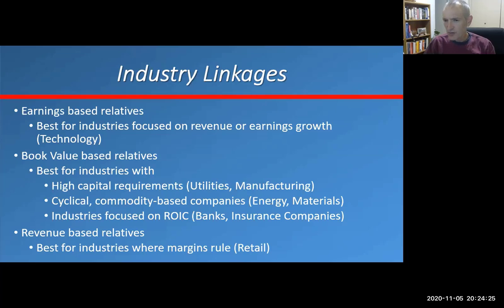And then the last group are those that are focused on return on invested capital. Banks, insurance companies, you always use price to book for those. When USAA sold its investment business to Victory Capital, I'm sure they used a price to book type of analysis. It was probably more like enterprise value to assets under management, which is kind of a price to book type of thing. Yeah, banks, insurance companies.